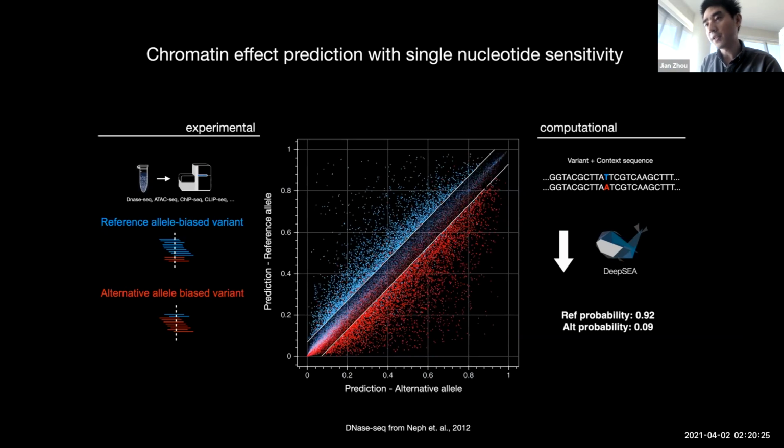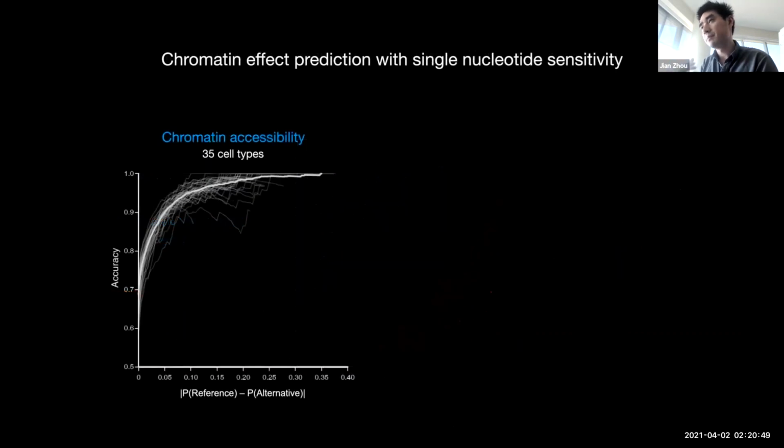Especially if you look into this plot, we have higher and higher accuracy if you look for those variants that have a stronger difference between the prediction for the reference allele and the alternative allele. Or when we're filtering for predictions that are most confident, we can see higher accuracy of making such predictions. So we can quantify this performance using a curve like this, where the x-axis is essentially the distance to the diagonal. And on the y-axis, we see the accuracy of predicting which allele is more DNA sensitive.